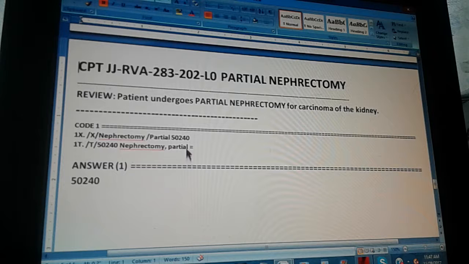And there's a note at the bottom of this code that says that if a nephrectomy was done as a laparoscopy, then you use another code. But we don't have laparoscopy here in our text, so we're going to stay with this code 50240. Okay, that's why we have the equal sign right there, which means that this is our code and the answer is 50240.